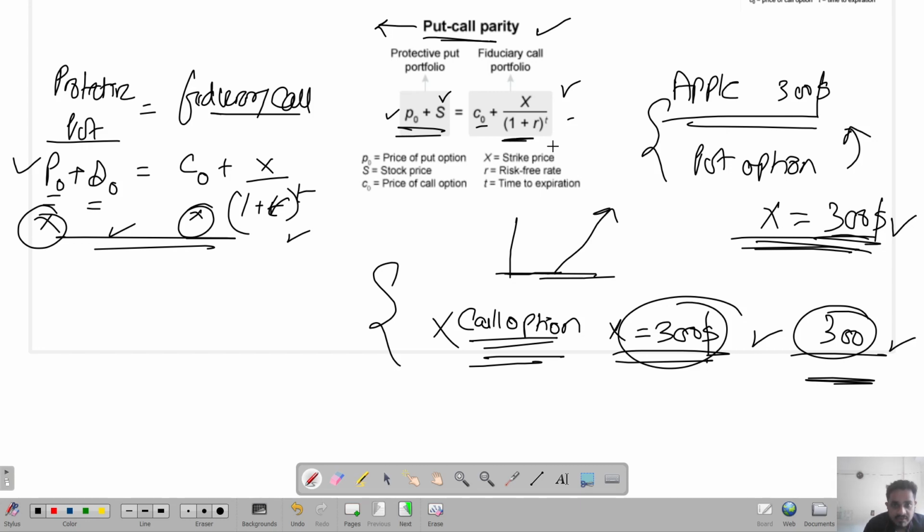Why are we dividing it by 1 plus r? Because we are discounting it back to present value. So this is your put call parity.